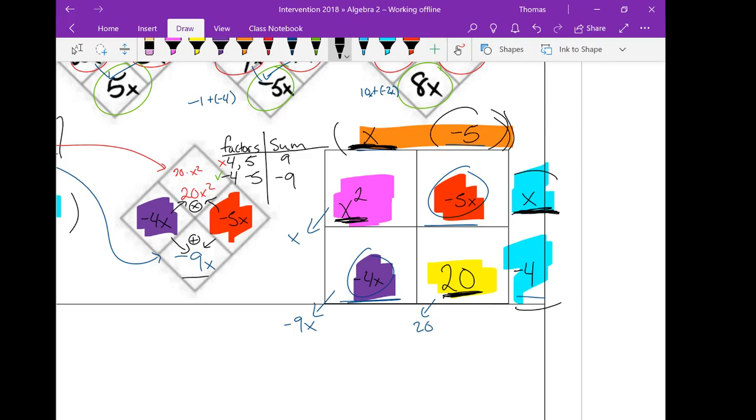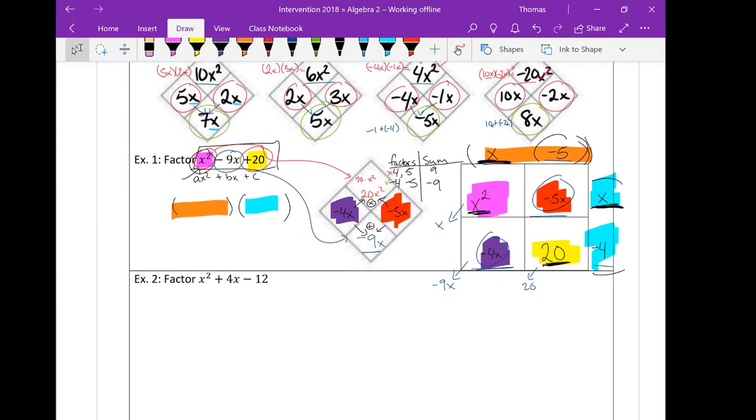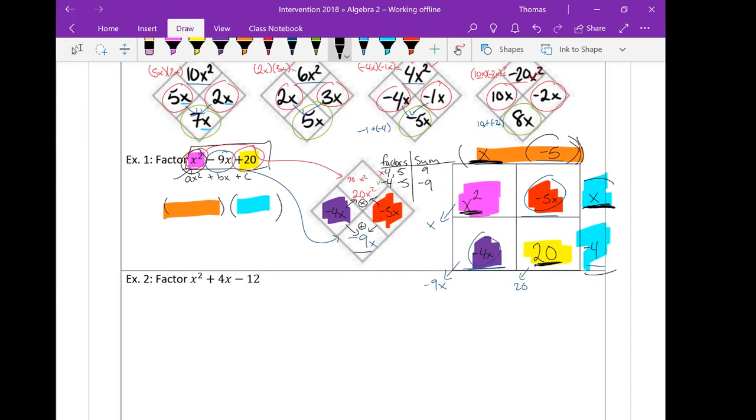The dark purple: x times negative 4 is certainly negative 4x. So we just take our terms. In orange, x minus 5, and in blue, x minus 4. We could check ourselves really quickly on this. If we just distributed these terms back out, we would get x squared minus 4x minus 5x plus 20. Combine: x squared minus 9x plus 20. And sure enough, that's our original answer. So that's a good way to check yourself at the end to make sure our steps worked out.